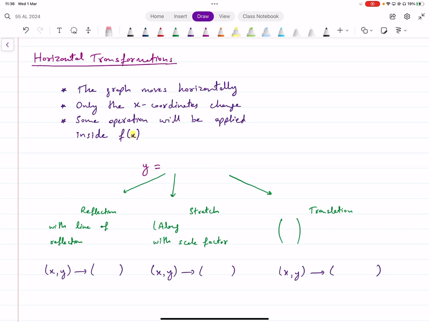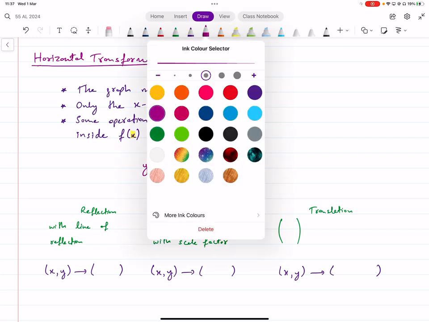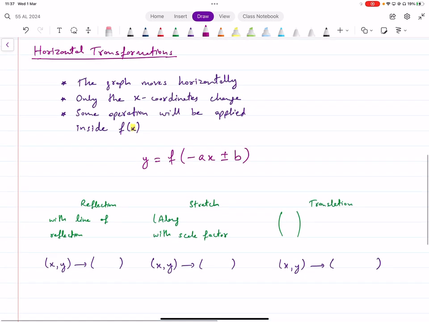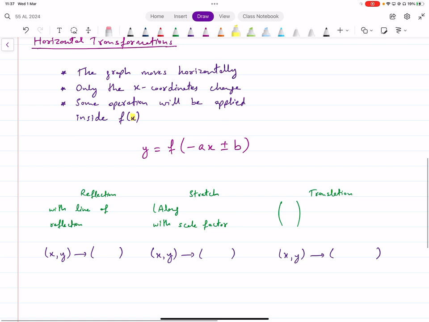Now, what are the possible functions that could be applied inside? You could have y equals f of minus ax plus minus b. So now you have something changing inside the function. You could either multiply by a negative sign, or multiply by a number, or add or subtract some number inside.